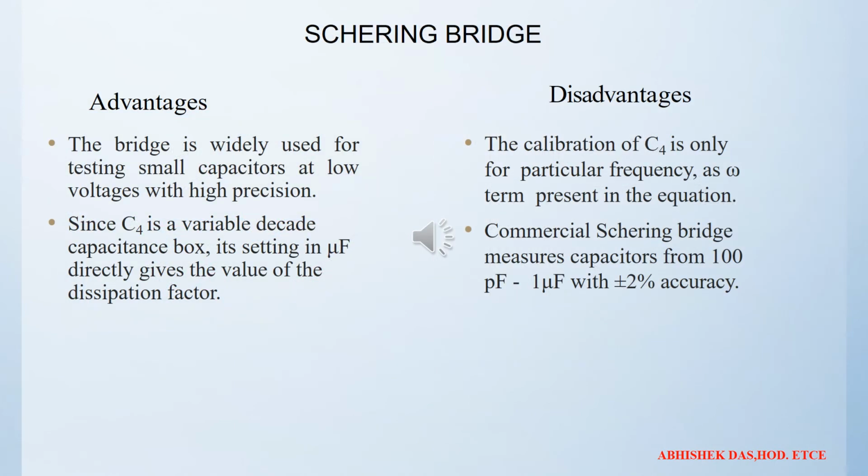The main advantages of the Schering bridge: the bridge is widely used for testing small capacitors at low voltage with high precision. Since the capacitor is a variable decade capacitor box, its setting in microfarad directly gives the value of the dissipation factor. These are the advantages of the Schering bridge. And the disadvantages: the calibration of the capacitor is only for a particular frequency, as the angular frequency term is present in the equation. Commercial Schering bridges measure capacitors from 100 microfarad to 1 microfarad within plus or minus 2% accuracy.